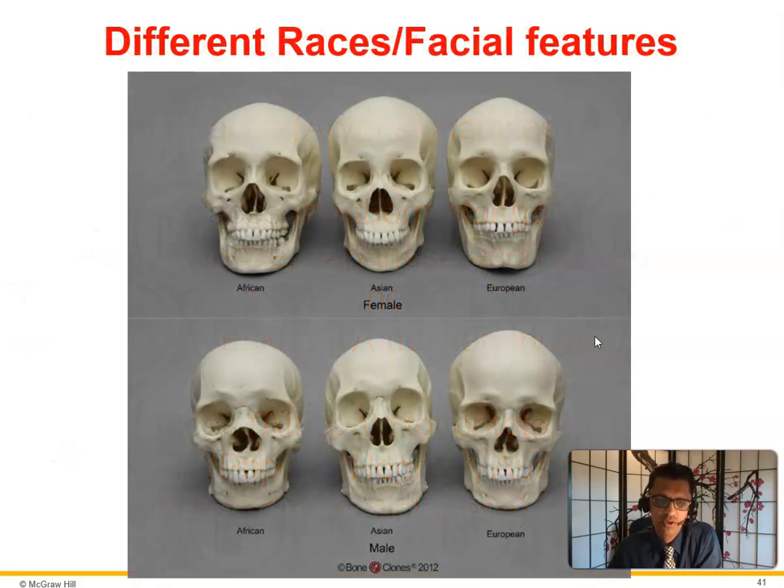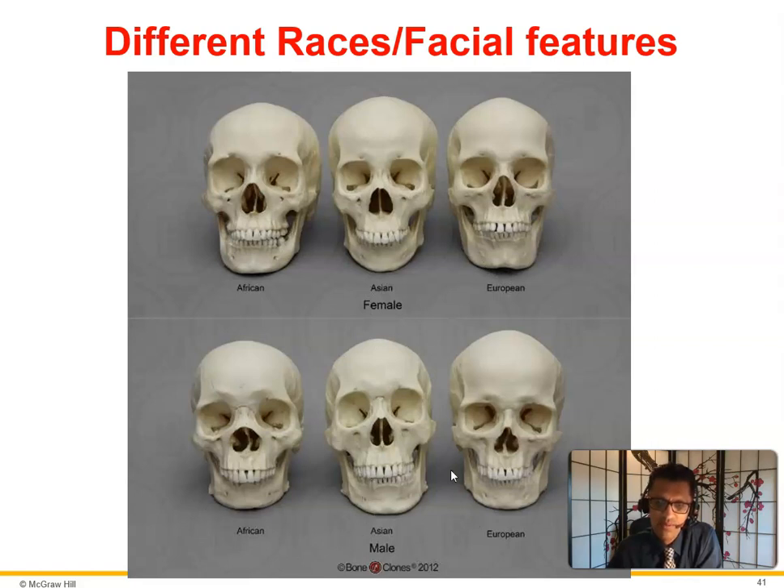So if I were to show you this, and I didn't label it down there, you don't know their hair, you don't know their skin color, you don't know how they speak, you don't know where they're from, but would you be able to figure out that, hey, this is an Asian skull, this is a European skull, this is an African skull? This is female, and then male, right? So here's the Asian male, here's the African male.